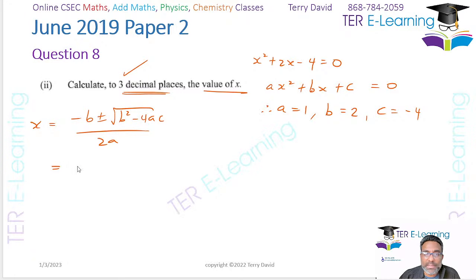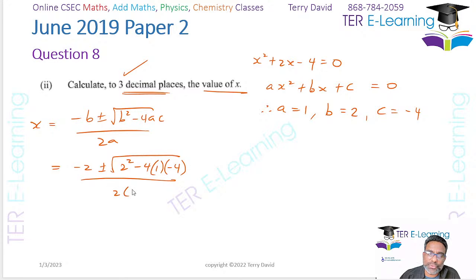So it's minus b, so it's going to be minus 2 plus or minus the square root of b squared, so this is going to be 2 squared minus 4 by 1 by minus 4, all over 2 by 1. So this is minus 2 plus or minus, and I'm going to work this out here. That's 2 2s are 4 plus 16. So this is going to be the square root of 20 over 2.